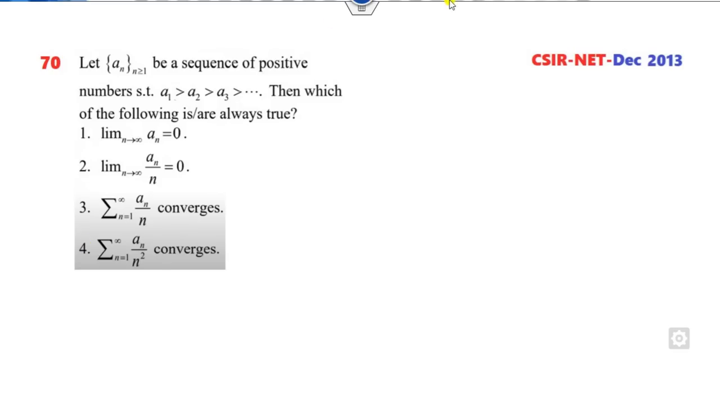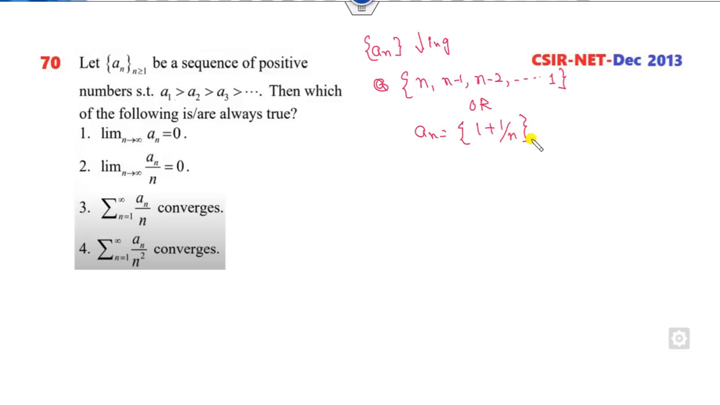Okay, now we are working on all those questions from the sequences and series. a_n is a positive, decreasing sequence. You can consider any decreasing sequence, like 1 plus 1 by n. When n is equal to 1, it will be 2. After that it's 1 point something, so it's a decreasing sequence.